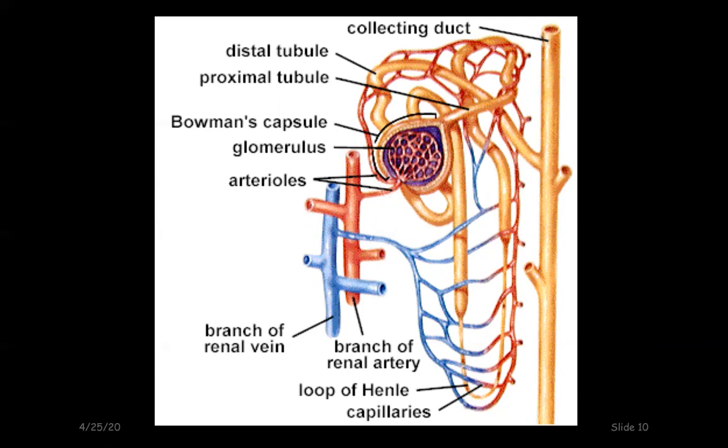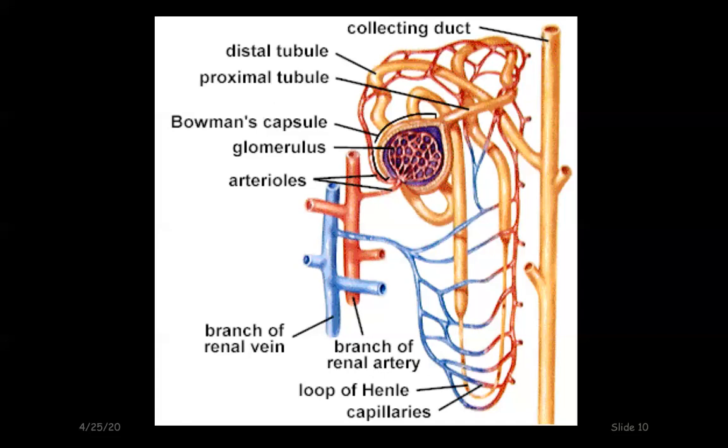and it functions to reabsorb a majority of the valuable nutrients and salt and water that were initially filtered into the glomerular capsule, and these get reabsorbed into the peritubular capillaries to go back into general circulation. Then there is a portion that drops down called the loop of Henle, or the nephron loop. This is a very thin region of the nephron that forms a hairpin drop down into the medulla. And it uses countercurrent exchange to concentrate urine, something that you'll discuss a lot more in physio.